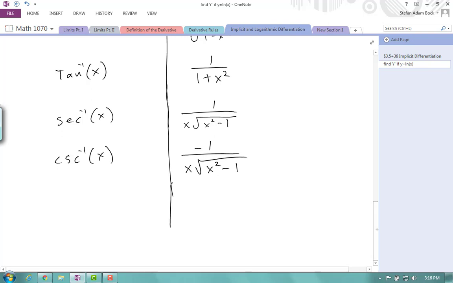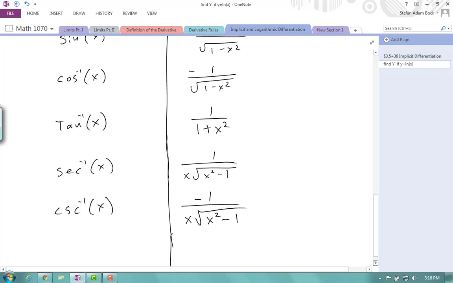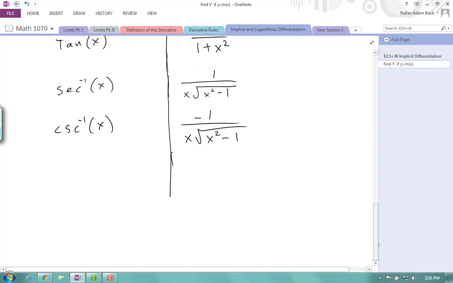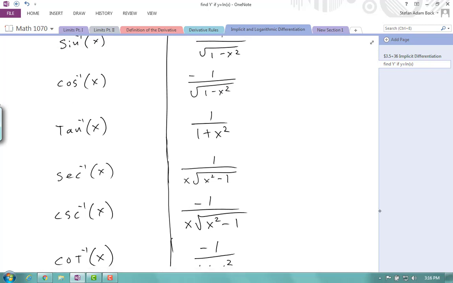You notice a pattern developing. Anytime I have a co-version of one of my trig functions, I end up having the negative of the original derivative. So you can guess what's going to happen for my cotangent inverse. I get negative 1 over 1 plus x squared. So if you're able, you can memorize 3 of these and just remember that the version that starts with a c is going to be negative.